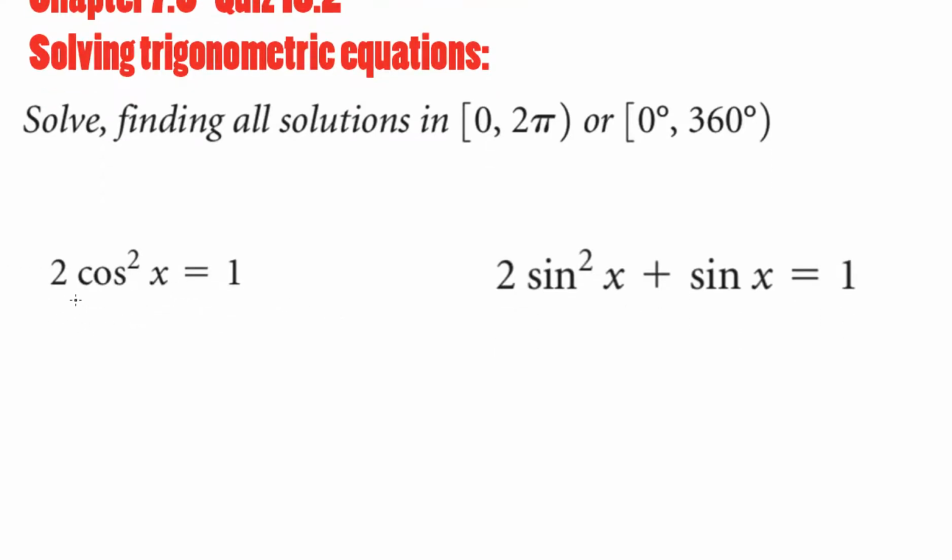2 cosine squared x equals 1. The first thing I want you to do is to solve for cosine, as if cosine were its own variable. So what would I need to do? Well, opposite of multiplying, we will divide by 2 first. You're left with cosine squared of x equals 1/2. Then we square root: cosine of x equals plus or minus the square root of 1/2.